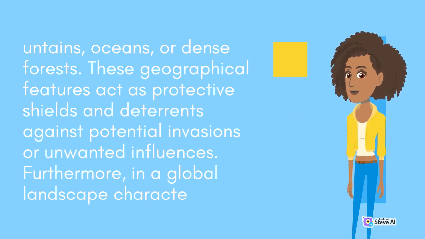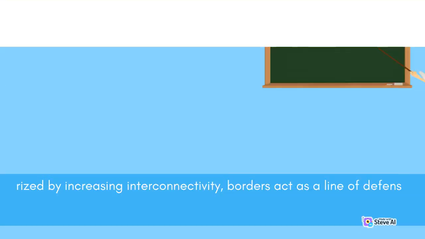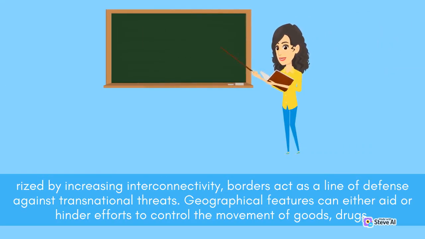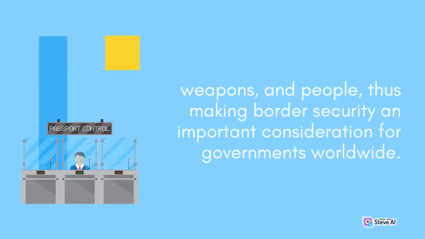Furthermore, in a global landscape characterized by increasing interconnectivity, borders act as a line of defense against transnational threats. Geographical features can either aid or hinder efforts to control the movement of goods, drugs, weapons, and people, thus making border security an important consideration for governments worldwide.